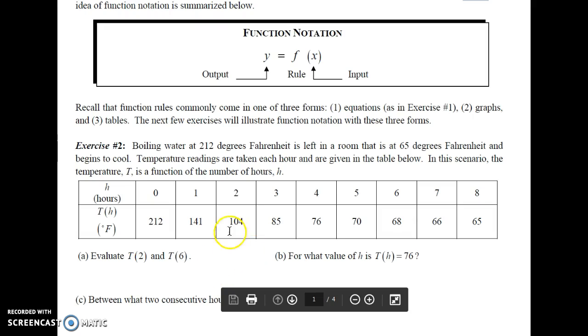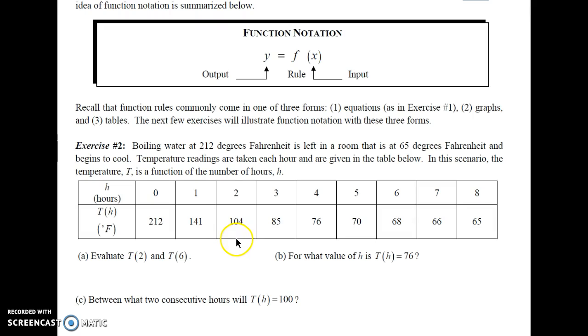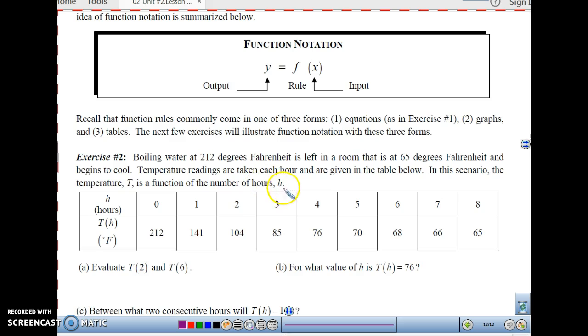So let's think about this for a second. What is your input on this? The input would be, what are you plugging into the function? Well, H would be the input. That would be your X value. And T of H, or T, is a function of the number of hours, would be your Y value. So that is your output. So when you plug in the hours, you get a temperature.